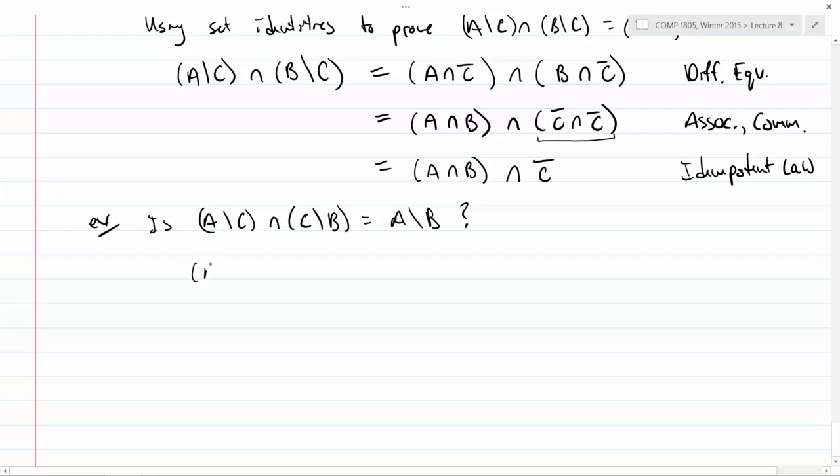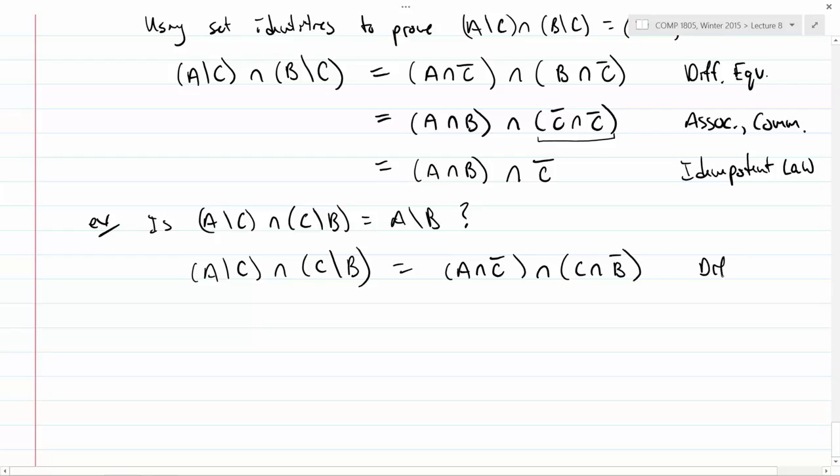All right, so if we have A minus C intersect C minus B, and I didn't know that it wasn't equal to A minus B, what you might try doing is going through the set identities and seeing if it is. So you just start applying them, and you get A intersect C complement intersect C intersect B complement, and that's by difference equivalence.